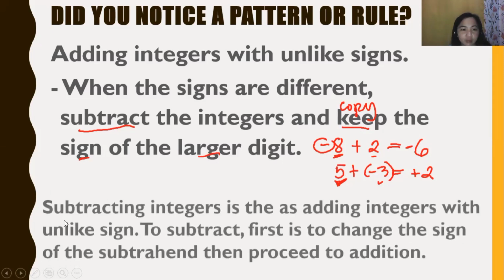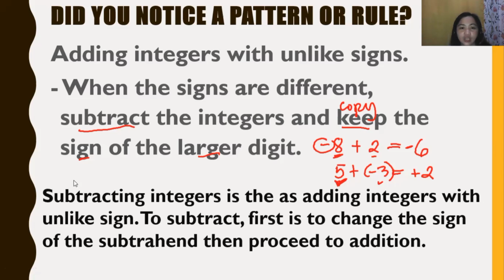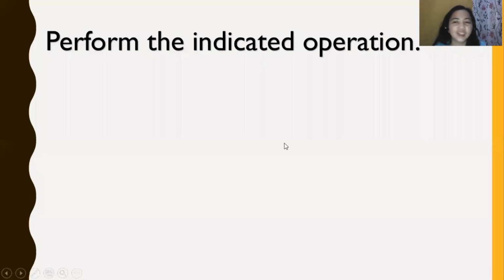Or it is the same with subtracting integers. Subtracting integers is the same as adding integers with unlike sign. To subtract, first change the sign of the subtrahend, then proceed to addition. So that is the addition and subtraction of integers.